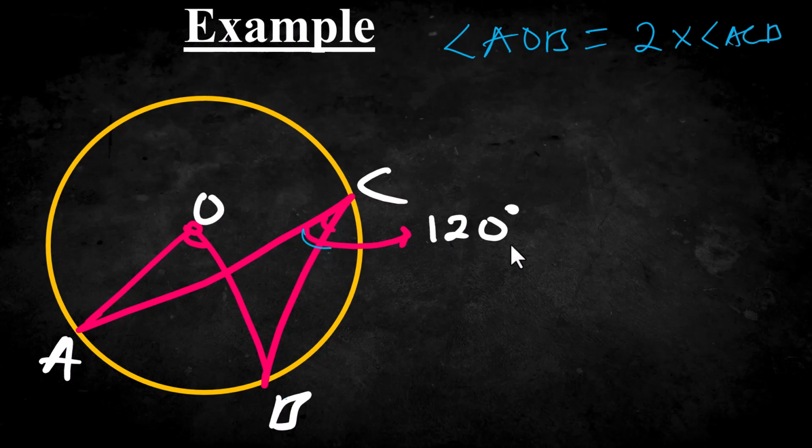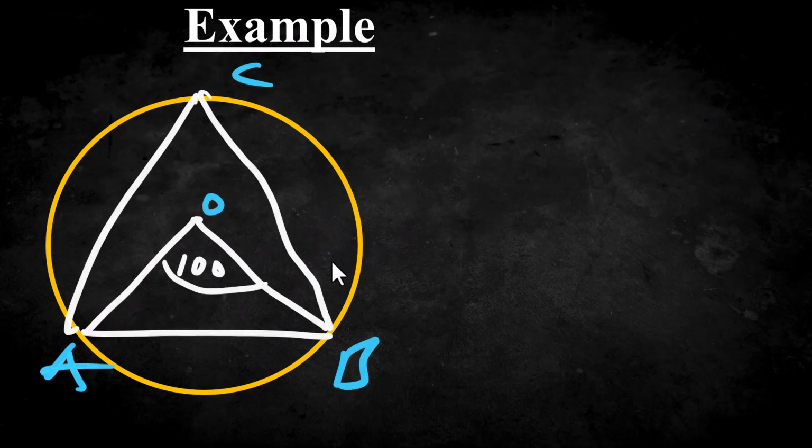And what is ACB? ACB is 120, so 2 times 120, that will be 240 degrees. So AOB is now 240. Remember, when this side is given, we should be able to solve this by dividing this side by 2. Okay, now let's talk about the next example.